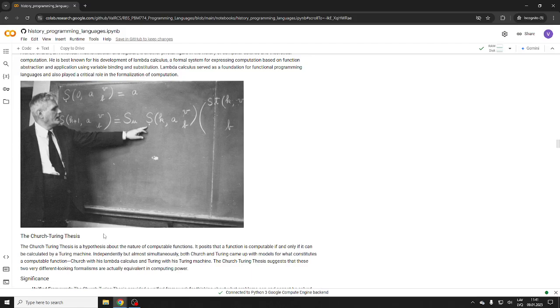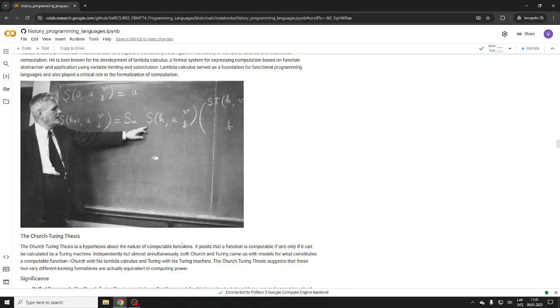1930s, again, no computers yet. Basically, what a Turing machine can do, Church's lambda calculus can do too, and back and forth. So they're equivalent. And this is important because why?